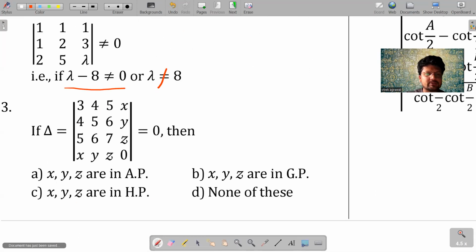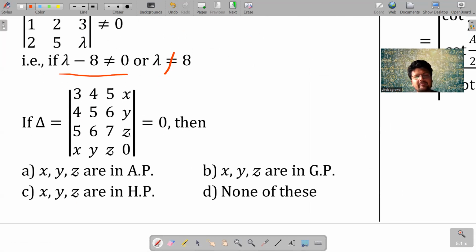Now let's talk about question number 3. So here we have a determinant of 4 cross 4. How do we expand a 4 cross 4 determinant? Don't know. Okay. So let's say in a 3 cross 3 determinant, what do you choose first? You choose the first element. So suppose you choose 3.